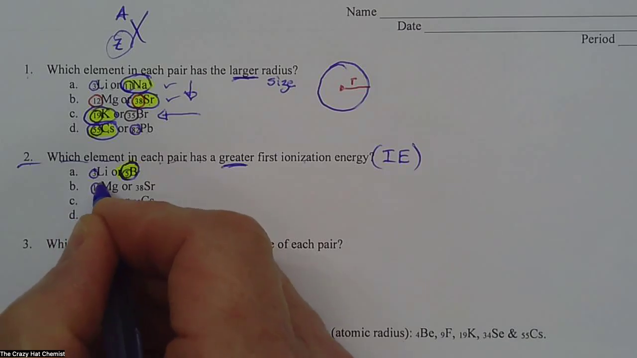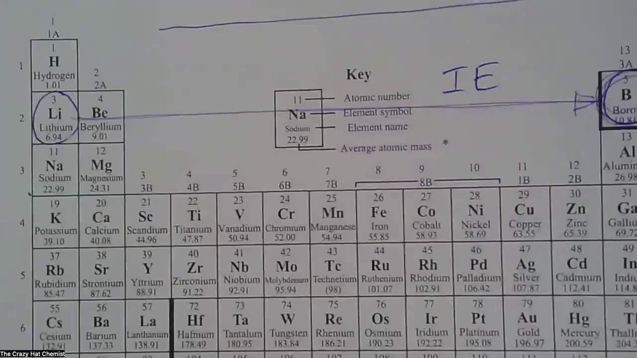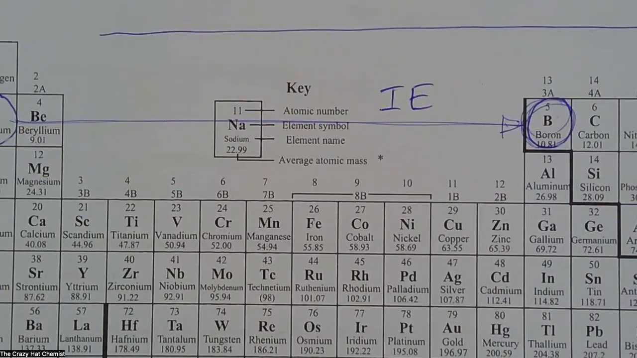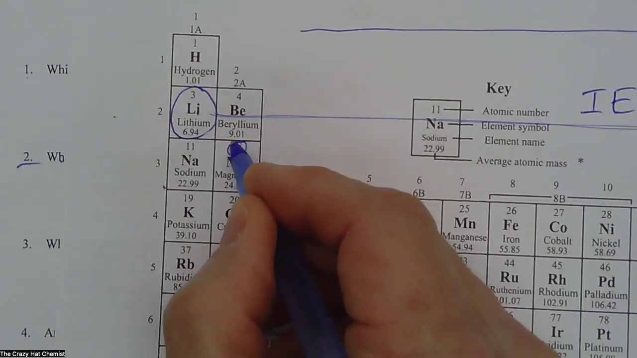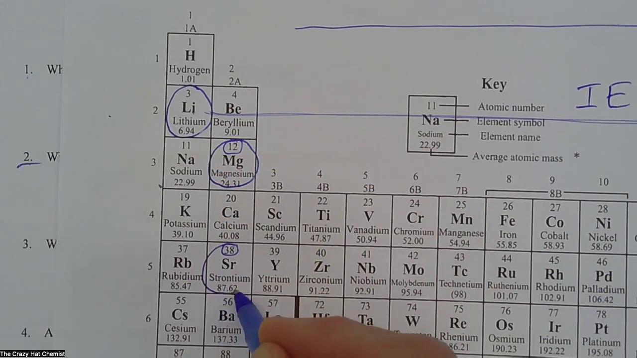That's element number 12 or element 38. That's magnesium or strontium. And let's see, here we go, magnesium or strontium. So magnesium and strontium, that is right here. This is element number 12, that's magnesium. Element number 38, that is strontium.